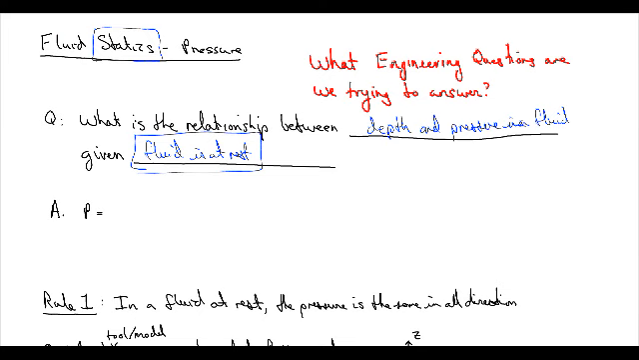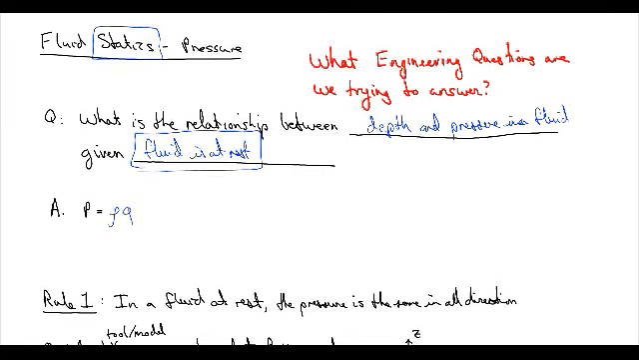So the answer to this is a very simple equation. Pressure is equal to the density of the fluid times gravity times the change in height in the fluid that you're looking at. Great. So this formula and what I call rule number one of fluid statics are the two things that you need to absolutely understand about fluid statics.